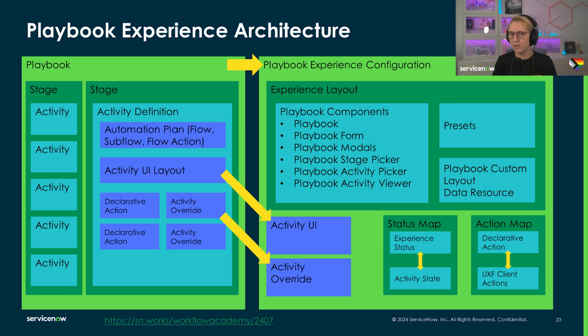On the left, you see the general architecture of a playbook with stages and activities, with activities consisting of an automation plan, a UI layout, and generally activity actions. On the right, you can see different parts that can be configured to determine how the playbook is presented to the user that is working it. There are a few more details and moving parts to playbooks that cannot reasonably be displayed on one slide, but this will give you an idea of how the parts play together.